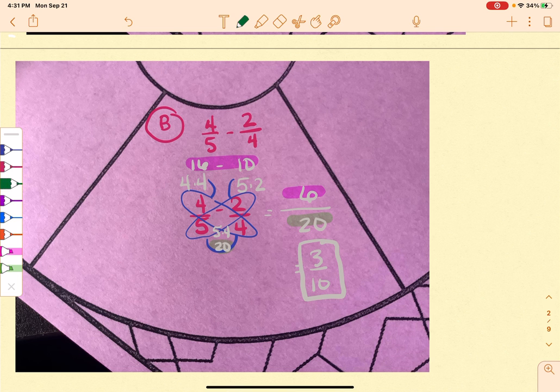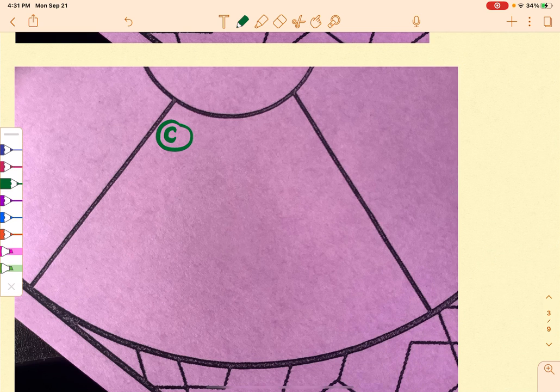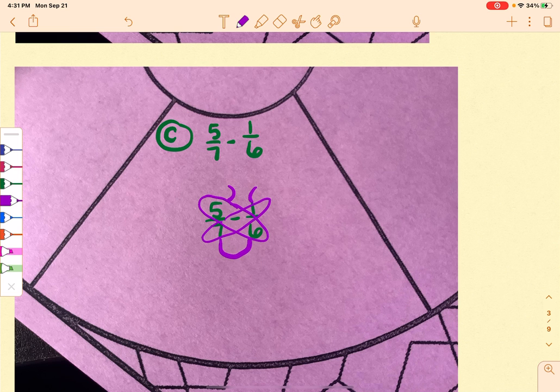Okay, let's go to C. So for C, I have 5 over 7 minus 1 over 6. So if I go and set this up, I'm going to go ahead and set up my butterfly. Let's see if this will show up. So 6 times 5 will be 30. If I go the other way, 7 times 1 is 7. So this part is going to give me the top of my fraction. So 30 minus 7 would give me 23.